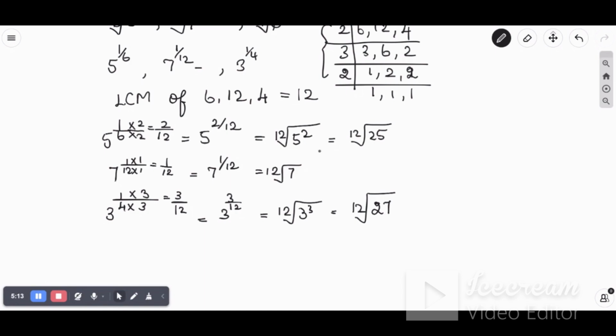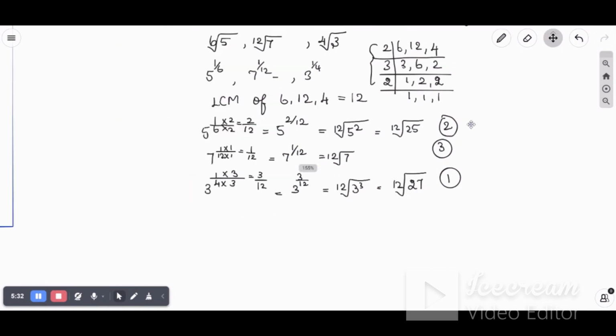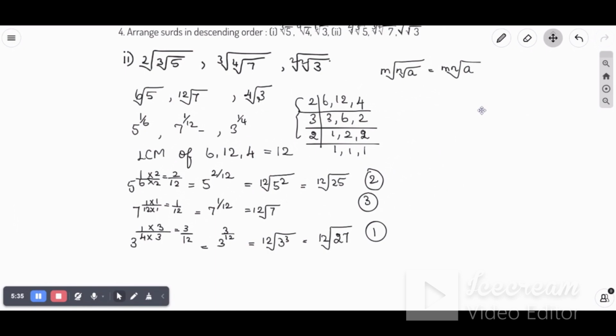So which is your biggest number here? 25, 7 and 27. This is your biggest number, and this is your second biggest number, and this is your last number. So how you write this is, you have to compare your numbers. You have to compare slowly and write it. Okay, so let's move on to our question. How our question looked is for this. The first last number is your biggest, right?